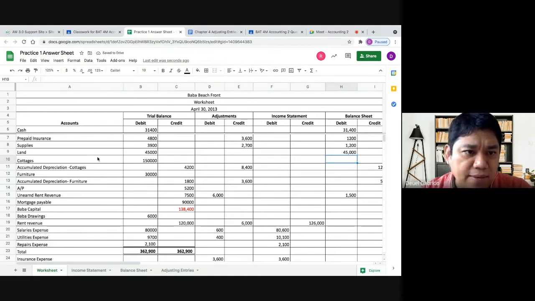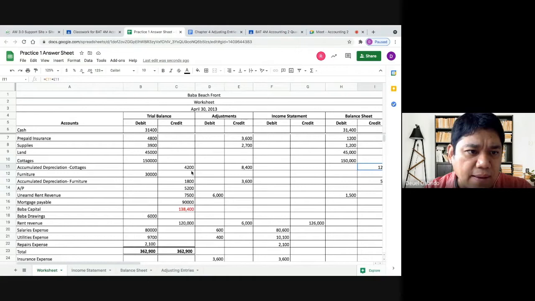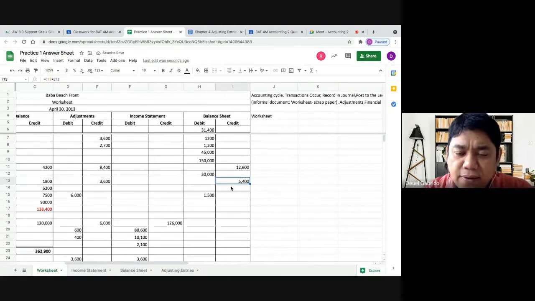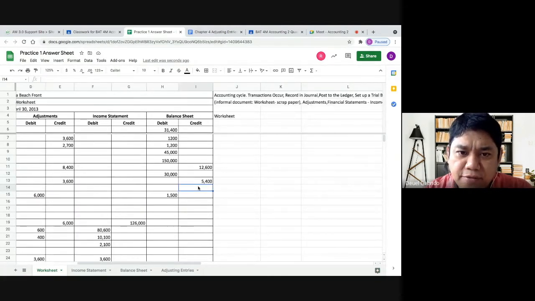And then what do we have? Cottages is 150,000. Let's put a comma so we can identify. Accumulated depreciation, we did it already. We updated 12,600. Okay. Furniture, 30,000. Let's just copy 30,000. Accumulated is already done. We did it earlier. So the next one is accounts payable 5,200. There is no adjustment. Let's just move it there. 5,200.